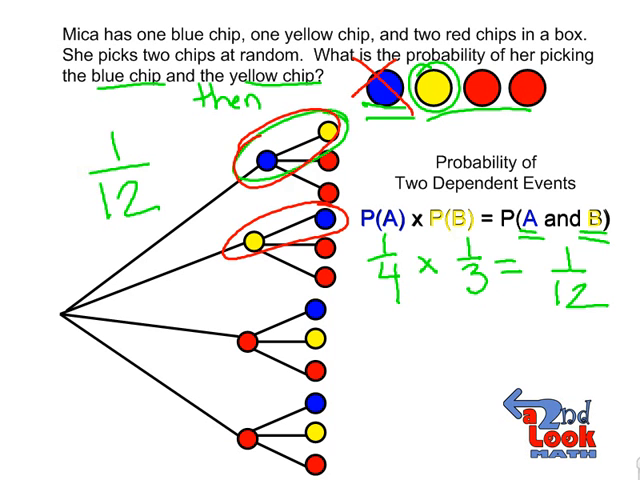But the question should really say a blue chip and then a yellow chip, because when you are doing the probability of 2 dependent events, those events' order matters. And so that is your potential misunderstanding alert.